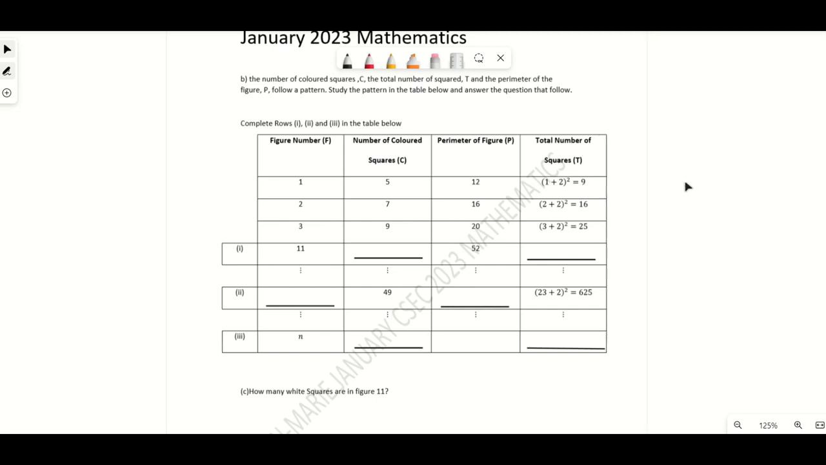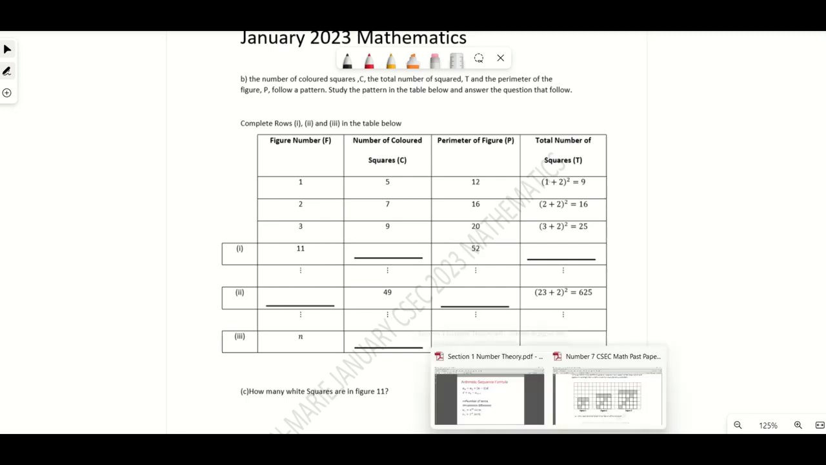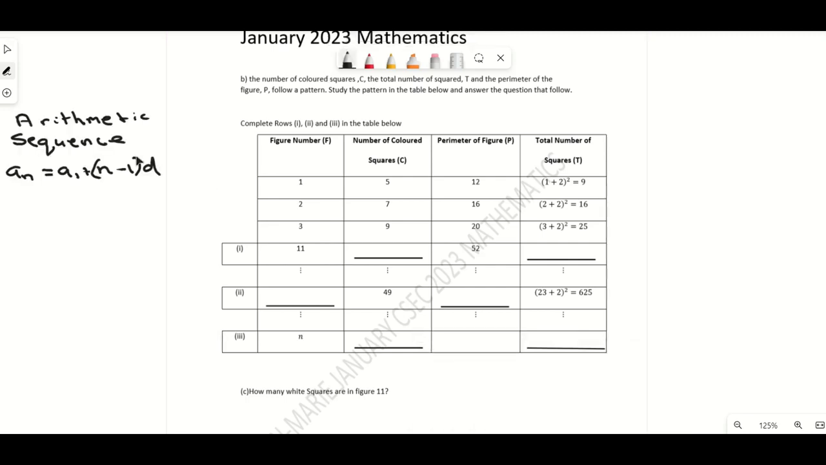Right? Now, the formula for this that we have to learn is, as I said, the first thing we have to check is what type of sequence they are, if they are increasing by a specific value. So if we look at the number of colored squares C, from your first figure to your second figure to your third figure, 5 to 7 you have to add 2, and then 7 plus 2 would be 9. So we can see that this is increasing by a constant value. And if we look at the perimeter, 12 to 16, your difference is 4. So 12 plus 4 would give you 16. 16 plus 4 would give you 20.